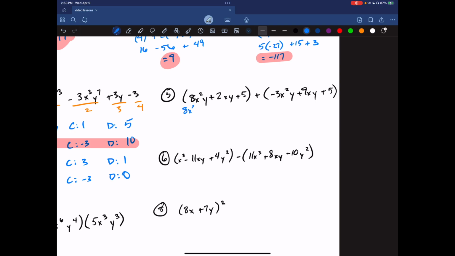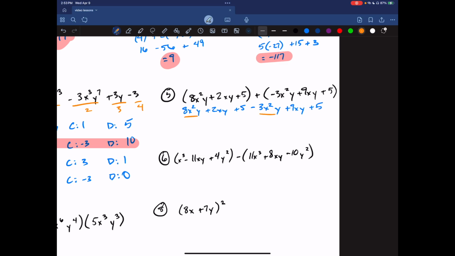So it's going to be 8x squared y plus 2xy plus 5 plus a negative, which is the same thing as subtraction, so minus 3x squared. I'm condensing signs. I'm not really distributing signs or anything like that, because this is the only quote-unquote sign change that we're going to have here. So plus 9xy plus 5, and I'm going to take my time because this looks really messy.